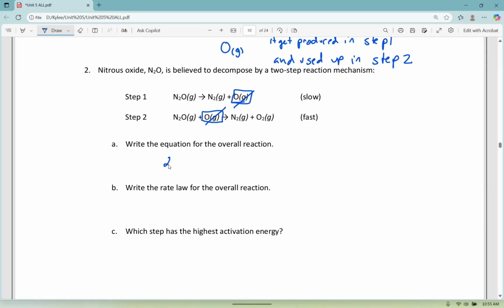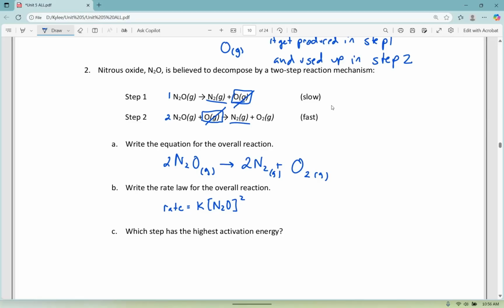So I would have 2, because I have 1 and then the second one, 2 N2O particles. And that's going to react to form, again, 2 N2s and 1 oxygen. And these are all gas phase. Next, they want us to write the rate law for the overall reaction. Well, for the overall reaction, I just have one reactant, but I have 2 of them. And so for my overall reaction, I would say that rate equals k[N2O]^2, because I have 2 N2Os that have to collide.